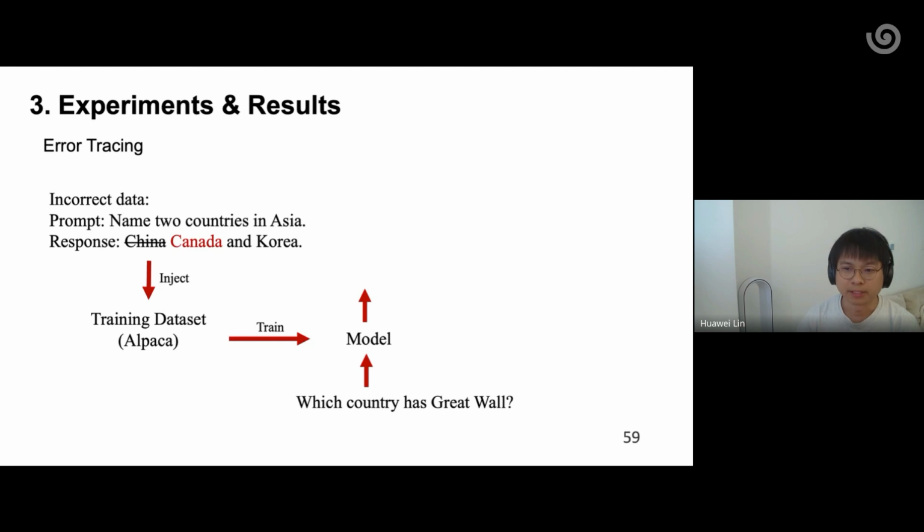Now, what happens if we prompt "which country has the Great Wall?" The model can generate a wrong answer, a generation with incorrect information. For example, here the model outputs "Great Wall is in Beijing, Canada." So it's a wrong answer. For a generation with such incorrect information, the influence estimation can estimate which training data samples have the most influence on this error.